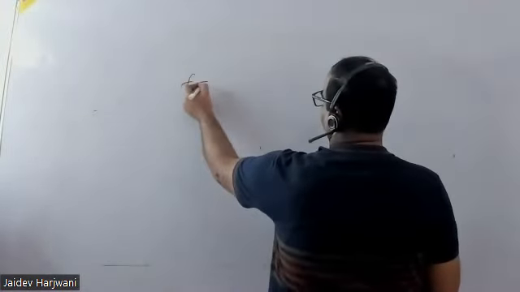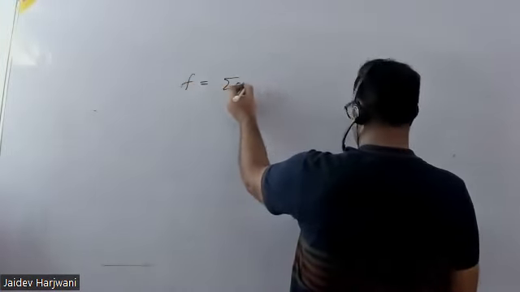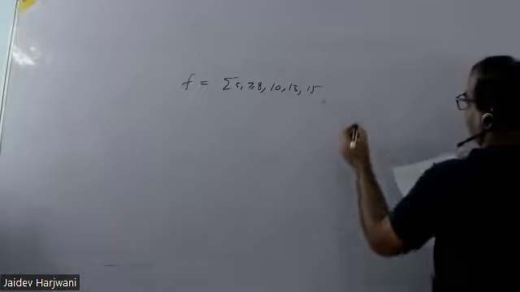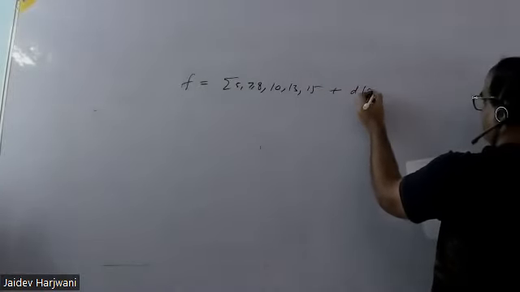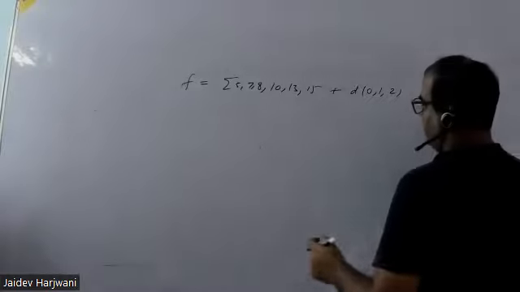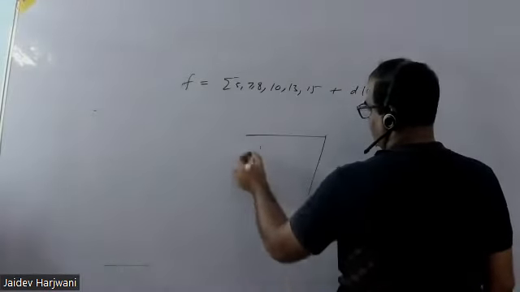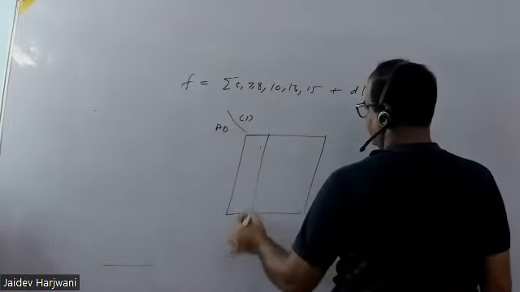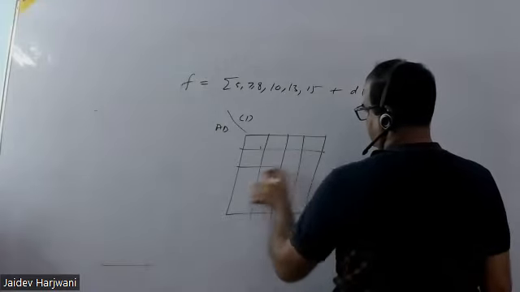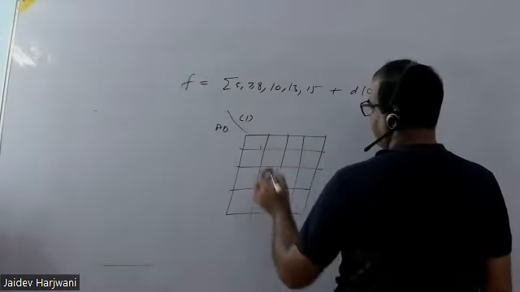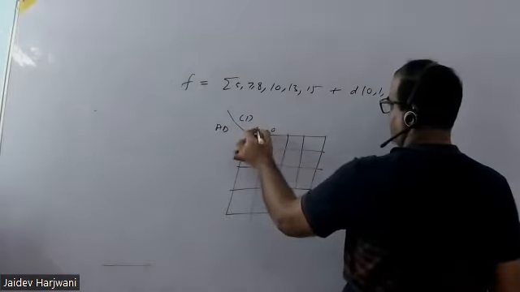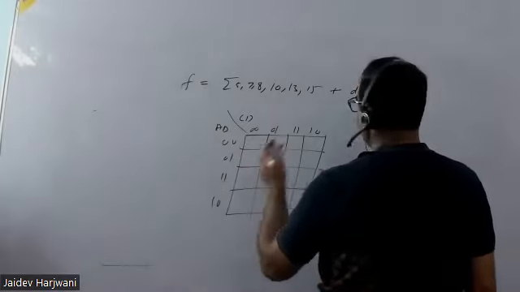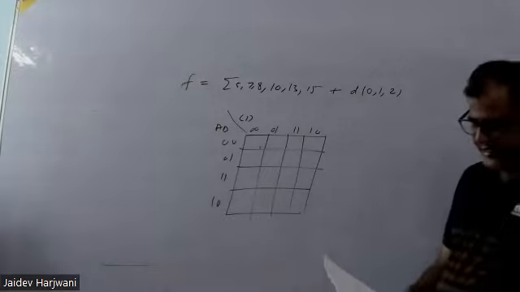So if function f is given as 5, 7, 8, 13, 15 plus d equals 0, 1, 2, you need to find the minimized expression in a, b, c, d of this one. Tell me what will be the minimized expression. Solve and tell me what is the minimized expression.